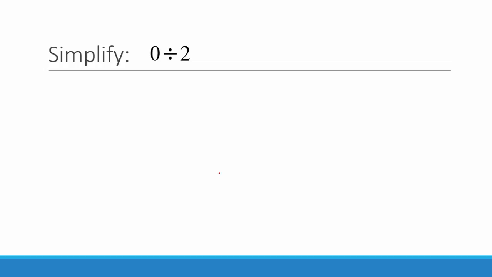Using that information, 0 divided by 2 is equal to 0. But 2 divided by 0 is undefined. Zero over 5 is the same thing as 0 divided by 5, and this is equal to 0.